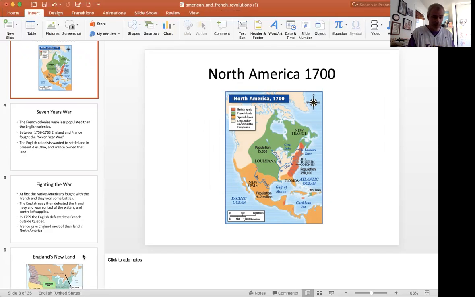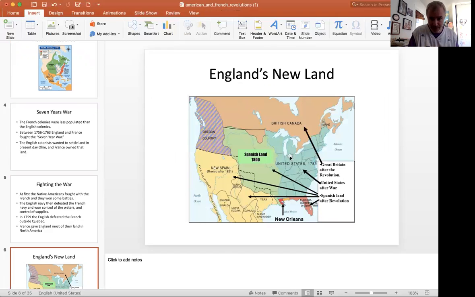And now the English have a bunch of new land here, which they offer to colonists for free if you're willing to go out there and settle the land. And what that meant was fighting the Native Americans to keep that land, which many do.